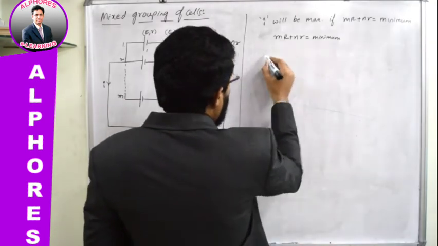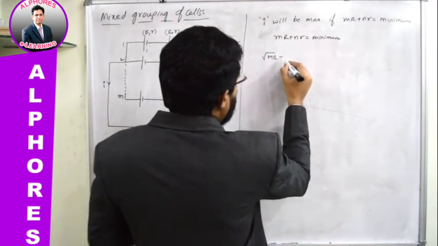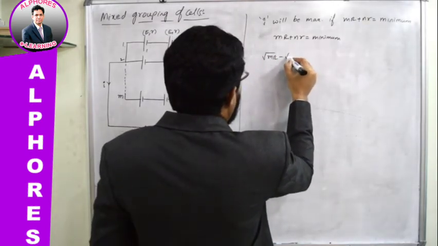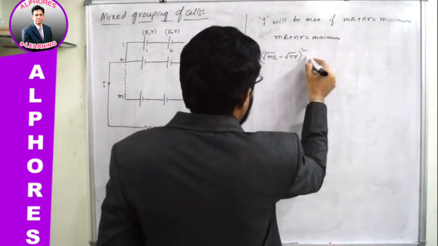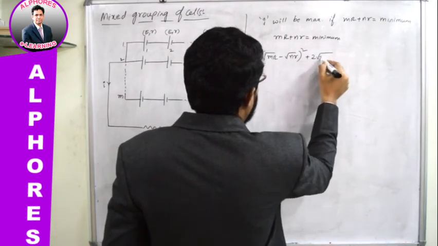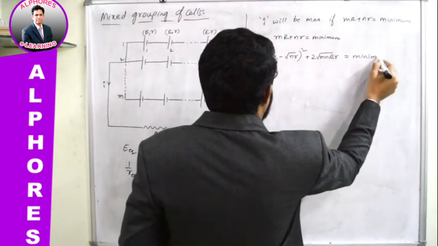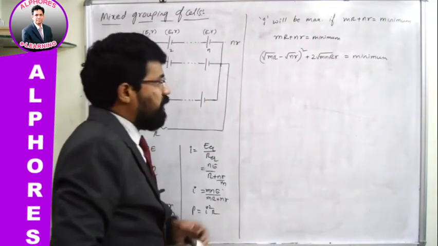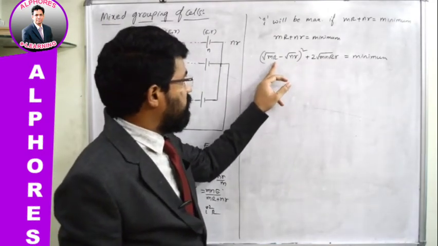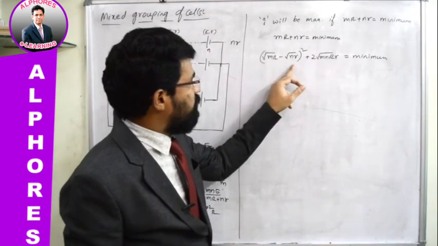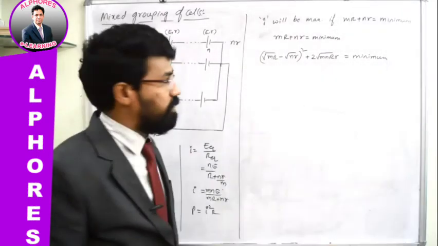So I'll slightly modify this one. Is it okay if I write like this? Under root MR minus under root NR, whole square, plus 2 under root MNRR is minimum. See here, this equation is modified like this. Even if you simplify this one, you are going to get this one back. A minus B whole square gives A square plus B square minus 2AB. Minus 2AB and this plus value both get cancelled, and finally we get back MR plus NR. You can check it.